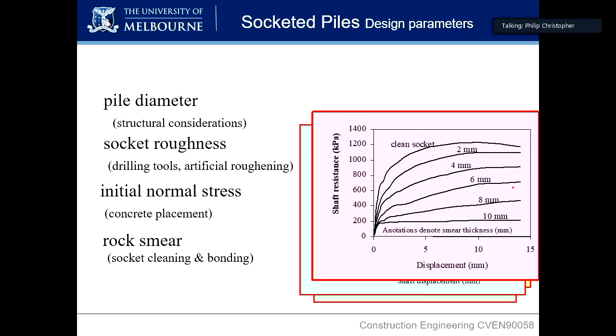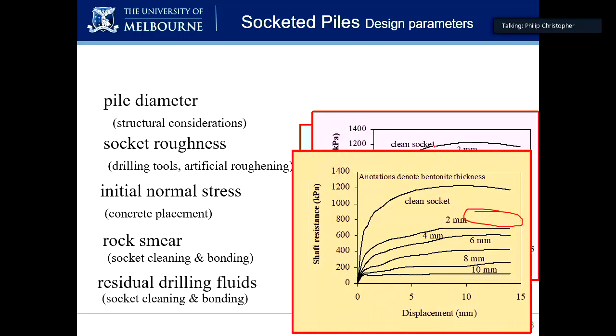If you look, for example, if we've got smeared mud on the side of our socket of 10 millimetres, you're getting almost no shaft resistance, of course, because it's just sliding on the sides of that socket on the mud. So a clean socket is critical to get these resistances. And the same for drilling fluid. So if we're drilling under bentonite slurry, we don't just leave the slurry in there and cast the concrete. We want to have it cleaned out to a reasonable degree in order to get greater resistance earlier.